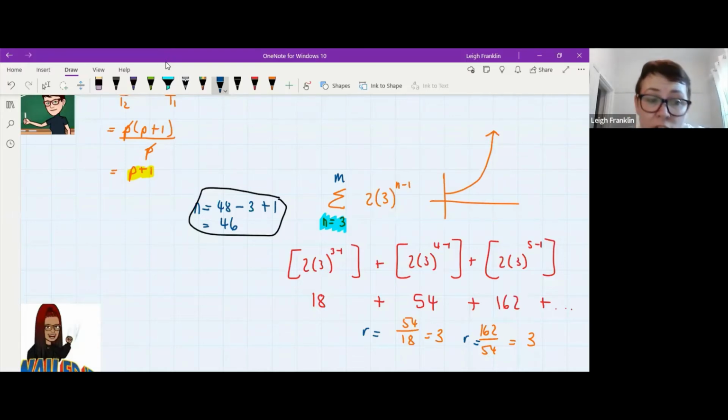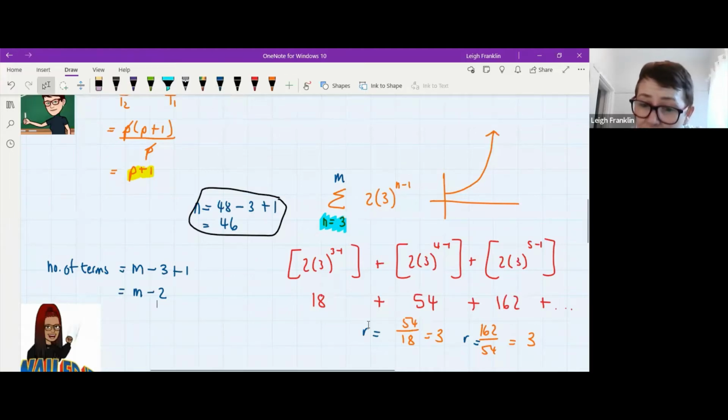All right, in which case, the number of terms in the series is going to be the number at the top, which I've now changed to m, minus the number at the bottom, plus 1. So in terms of m, the number of terms in the series is going to be m minus 2 number of terms. Does that make sense, Aisha?